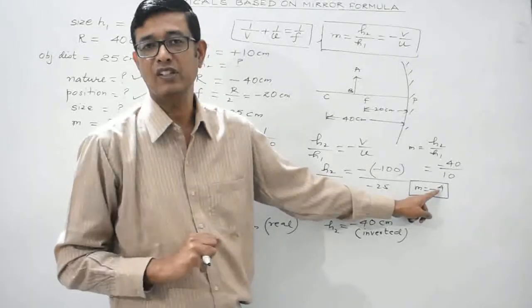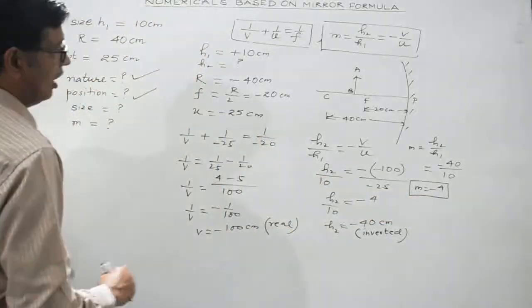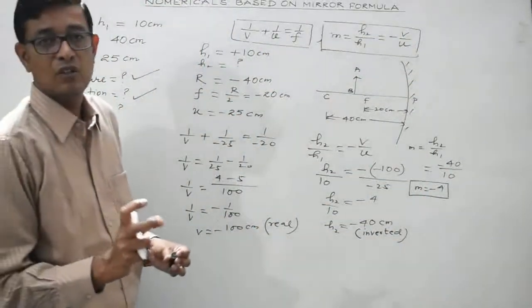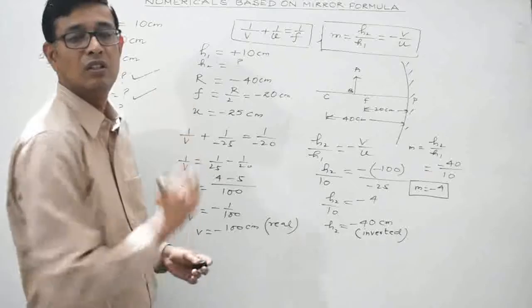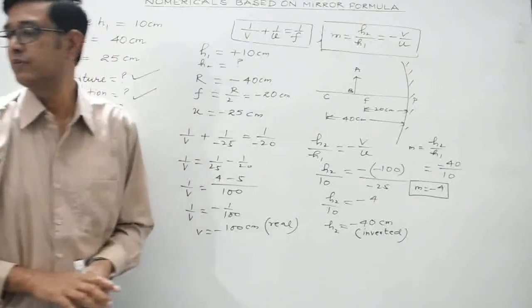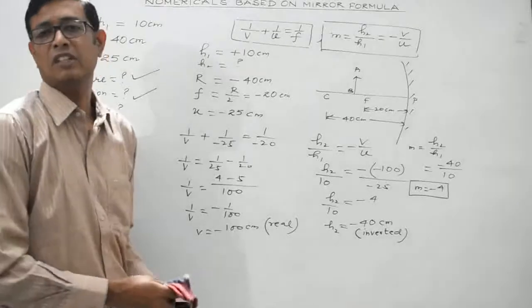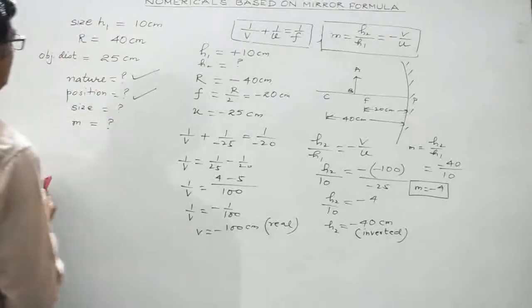That's linear magnification. I hope you have understood this numerical. This is the correct way of doing numericals based on the mirror formula. Right? Let us discuss some other questions as well. Right?